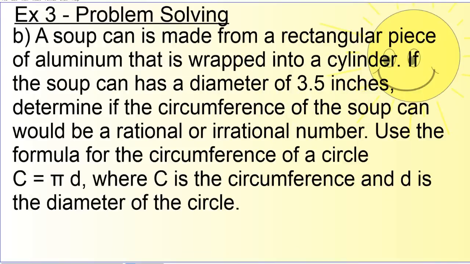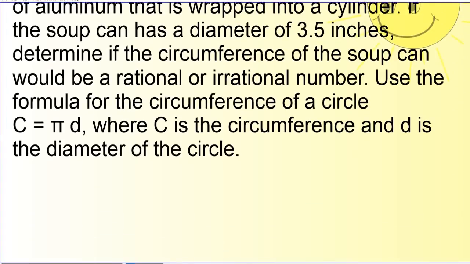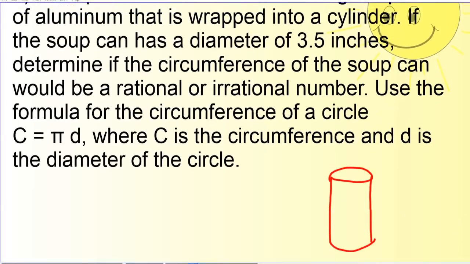Letter B. A soup can is made from a rectangular piece of aluminum that is wrapped into a cylinder. That is true, by the way. If the soup can has a diameter of 3.5 inches. All right, I don't have a picture here, so maybe you need an example of what that is. So, soup can. All right, there's my soup can.